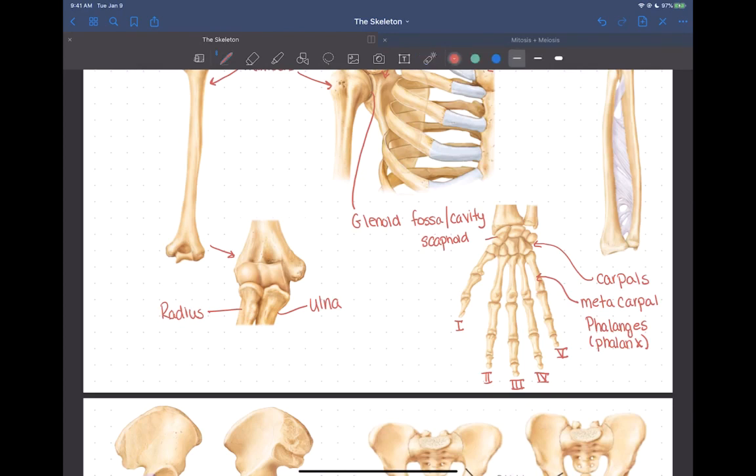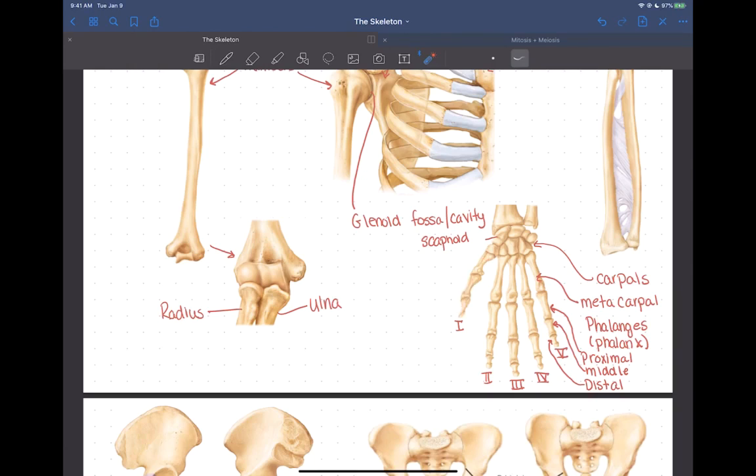You have either proximal, middle, or distal. That's how we name them. This would be proximal, closest to the metacarpals. This would be middle. And this little one, the very tip of the finger, is distal. The thumb is only going to have proximal and distal. That's our metacarpal, proximal and distal. There we go.